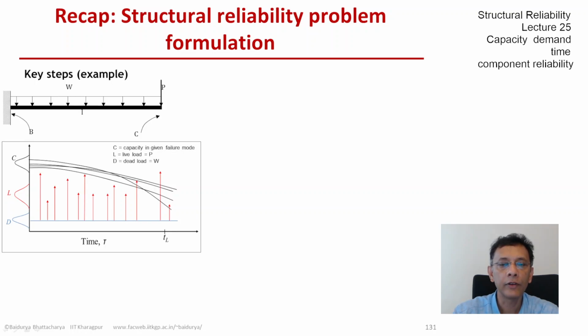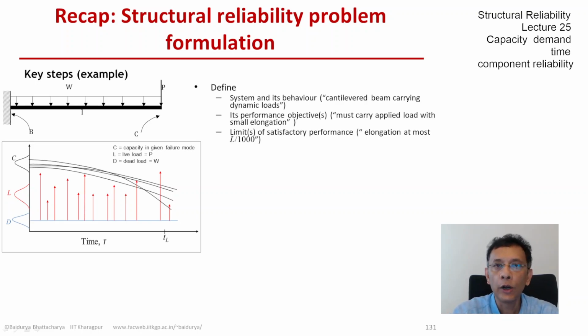Here we have a cantilevered beam loaded by a sustained dead load W and a dynamic load P at the tip. We are interested in the tip deflection and want it to be limited to a certain value. We know the system, we know its performance objectives, and we have a very clear definition of the limit of satisfactory performance. You see the examples spelled out in words next to each of them.